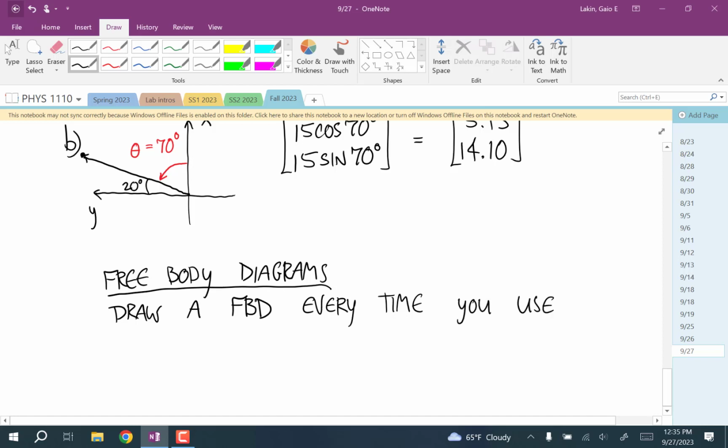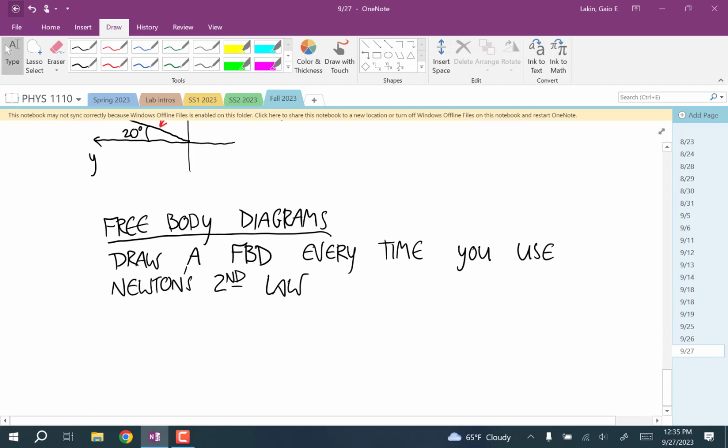So every time you use Newton's second law, there has to be a free body diagram. And here are the steps for drawing a free body diagram.